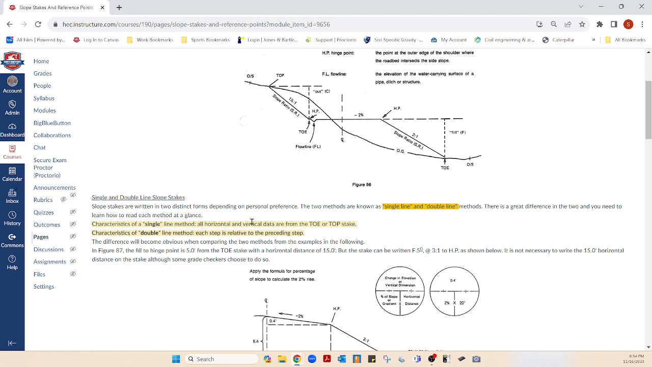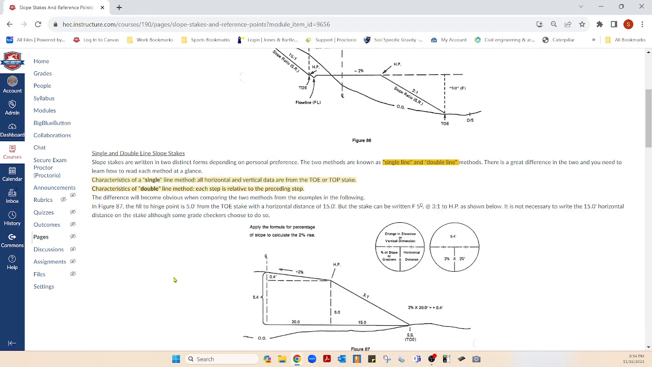So some of the characteristics of a single line method: all horizontal and vertical data are from the toe or top or reference. Remember, this is an offset reference point to slope stake. Your dimensions are going to come from here. In a minute, it's going to get a little bit confusing because I'm going to change it up on you a little bit. The characteristics of a double line method is each step is relative to the preceding step. The difference will become obvious when comparing the two methods from the examples in the following.